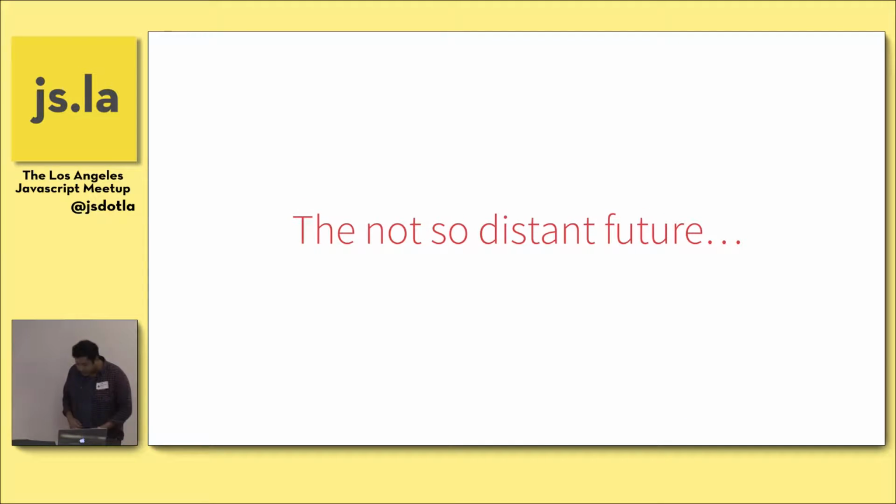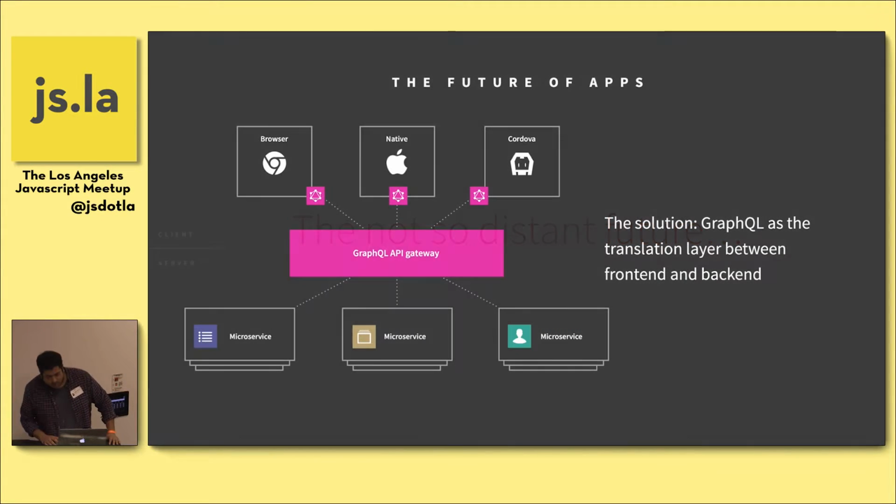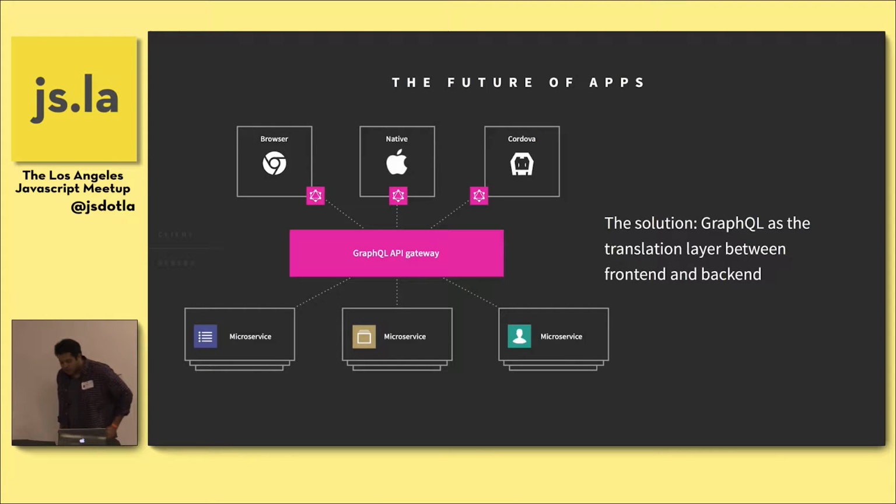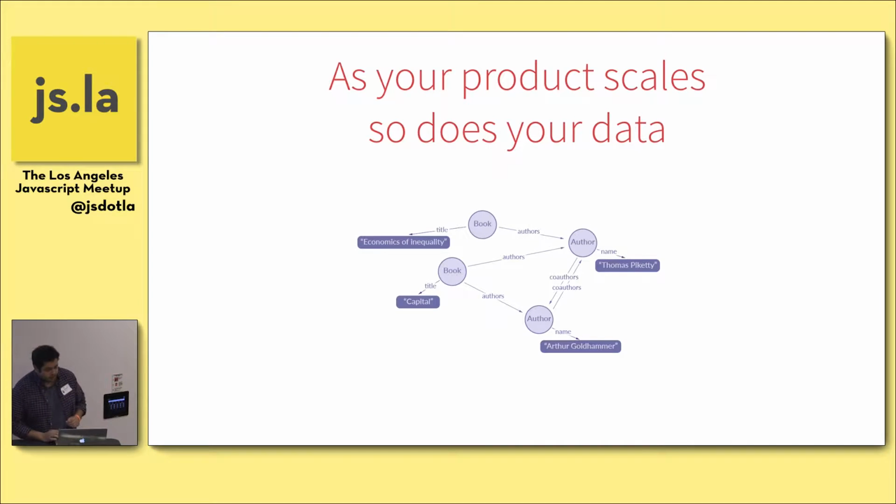So I'm going to talk about the not so distant future because there are companies building in the architecture I'm about to talk about today, like GitHub and Facebook. And it's called GraphQL. So this is the future of web applications. This is my opinion of what the future holds for us. The GraphQL server is the translation layer between the clients and the backend. So you can see here, there's this nice, colorful GraphQL API gateway in between. I haven't really explained what GraphQL is. We're going to get into that right now. Let me get into why you should care about this.